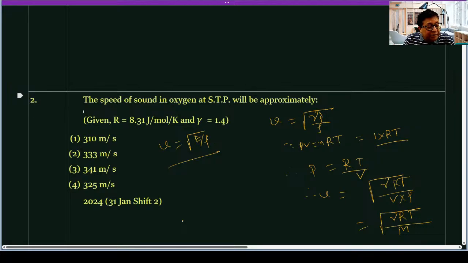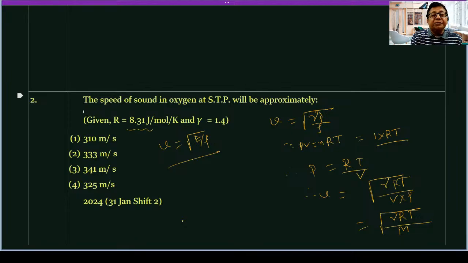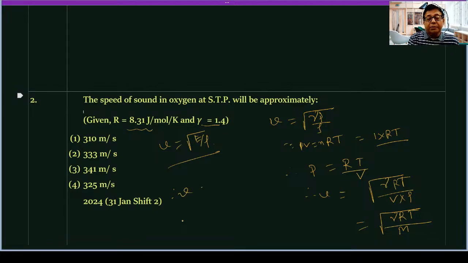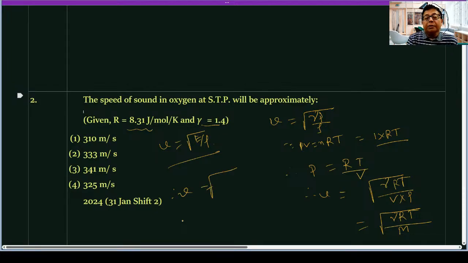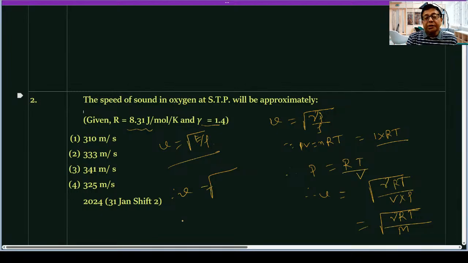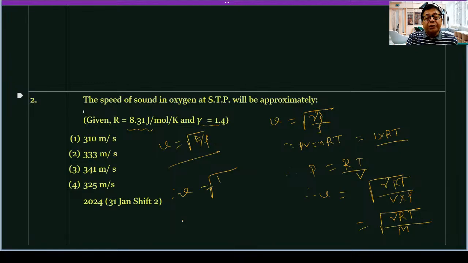So what will be the velocity in air that we are going to find? R is given 8.31, gamma is 1.4. They told you to take 1.4 only.